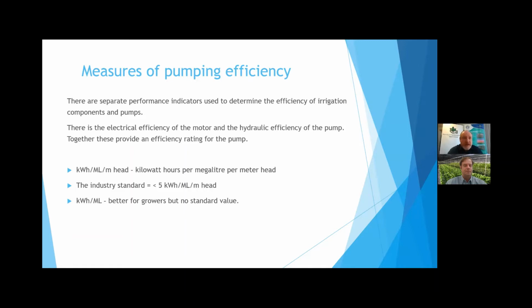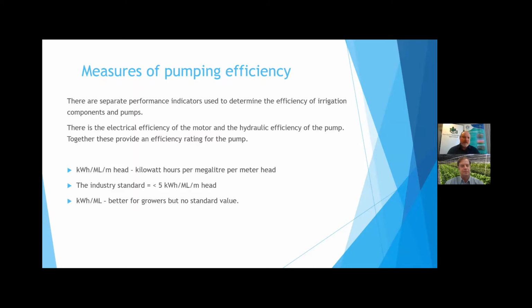This benchmark is the kilowatt hours per megalitre per metre's head, which is a mouthful. This accounts for all of the efficiency losses throughout the system to identify one single value. Now, the industry has a standard that they hold up as the benchmark, which is 5 kilowatt hours per megalitre per metre head. I'm more likely to say benchmark from now on instead of repeating that.